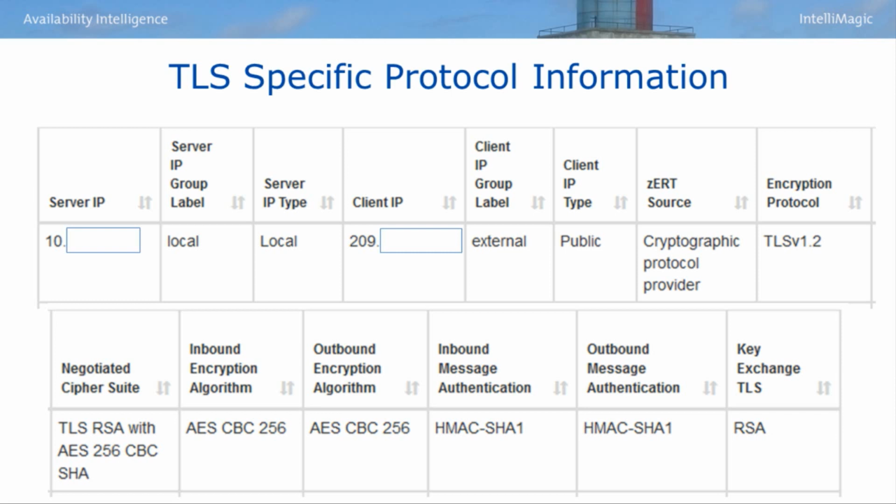So here I've selected and magnified a single row so that you can easily read all the attributes that are provided by zERT. Intellimagic Vision also simplifies this analysis by translating all the more than 600 raw codes that are found in the zERT records into readable text to describe, for example, the cipher suite, the encryption algorithms being used, the message authentication types, and so on.